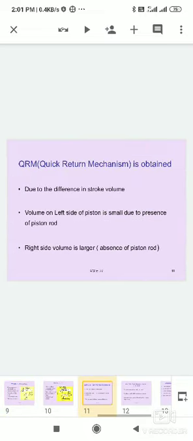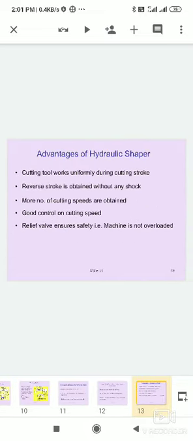First note these advantages. I'm also typing them in the PPTs. Note these points: the cutting tool works uniformly during the cutting stroke, and the reverse stroke is obtained without any shock. More cutting speeds are obtained, and there is good control of cutting speed. The relief valve ensures safety. Note these points, they are very important for further reference and for competitive exams.